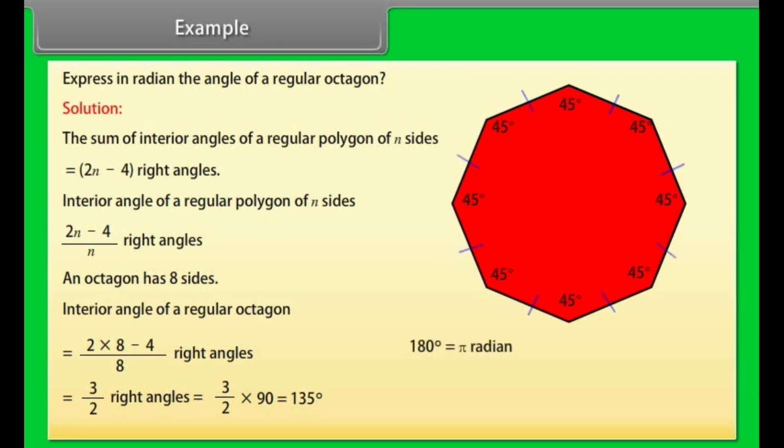180 degree is equal to pi radian. 135 degree is equal to pi/180 into 135 radian, which is equal to 3 pi by 4 radian.